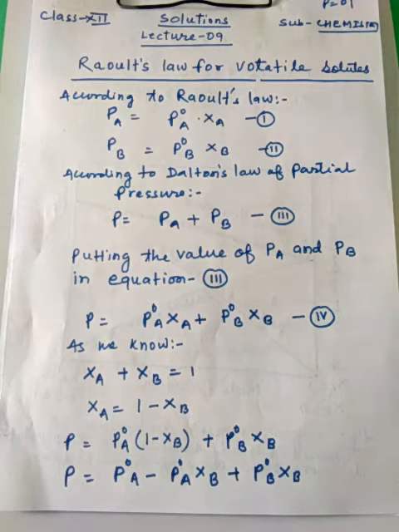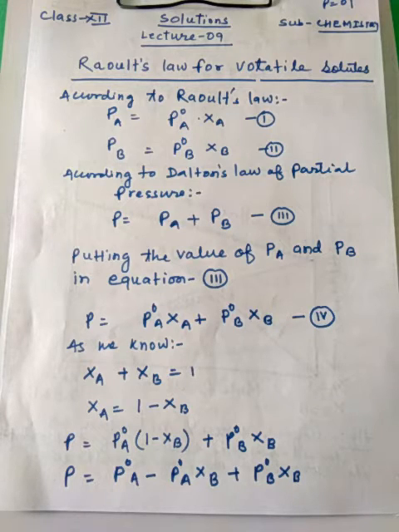Now let us consider a binary solution of two volatile liquids, denoted as components A and B respectively, whose mole fractions are XA and XB, and PA and PB are the vapor pressures of the components in the solution.